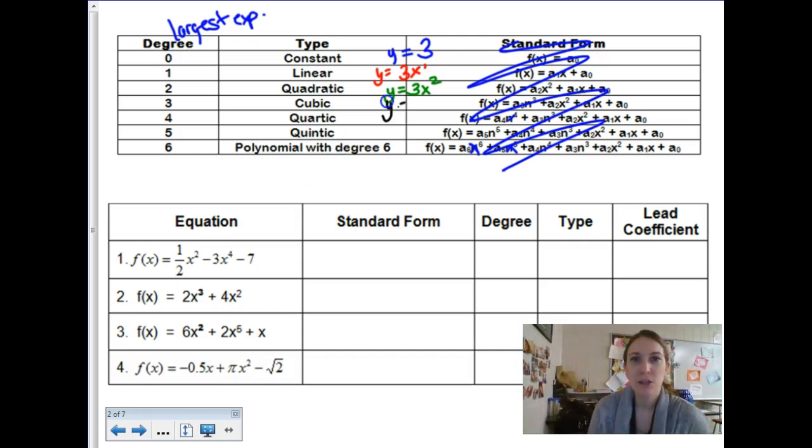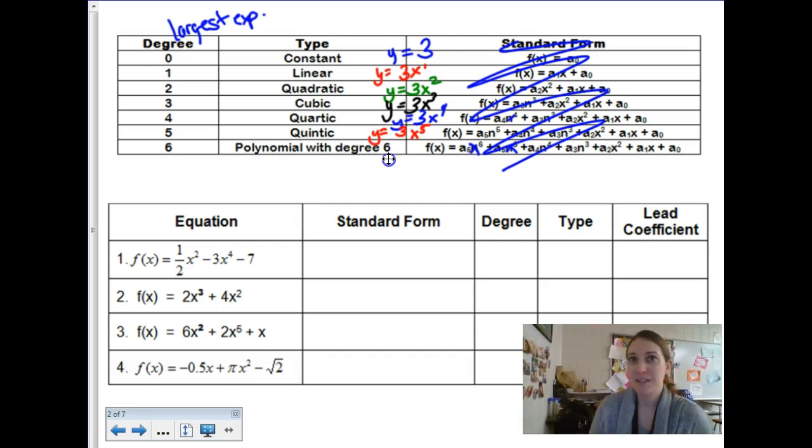So you guessed it, a cubic would be 3x to the third power, could have some other terms after it. Quartic would be a degree 4, which would look like y equals 3 times x to the fourth power. The 3, I just made that up as a coefficient. It doesn't have to have that coefficient. Quintic, degree 5, would be, I think you know what it's going to be, 3x to the fifth power.